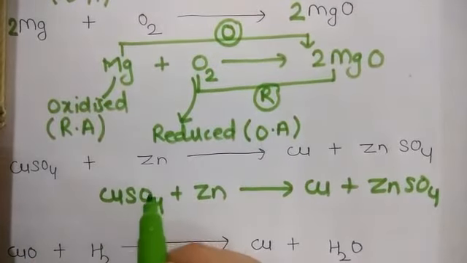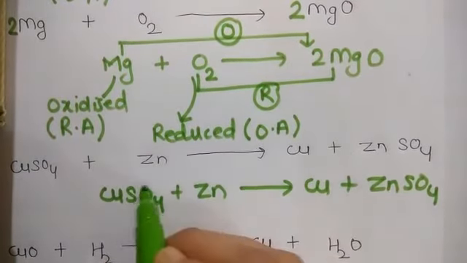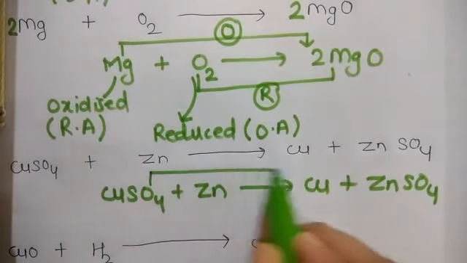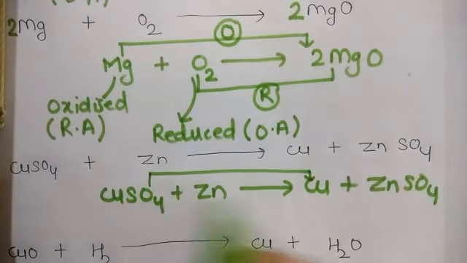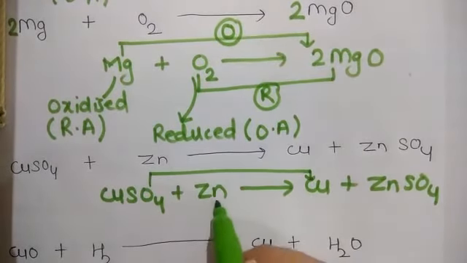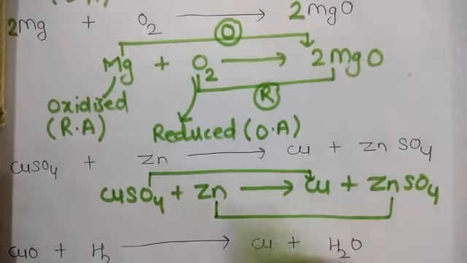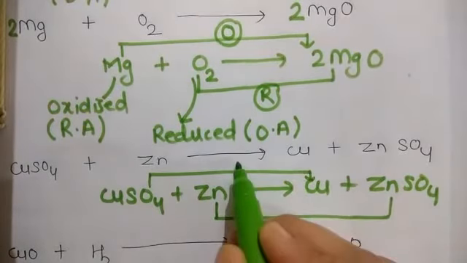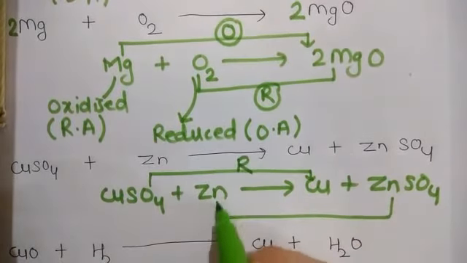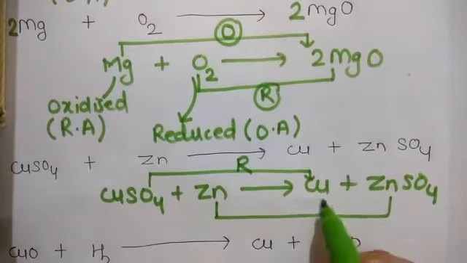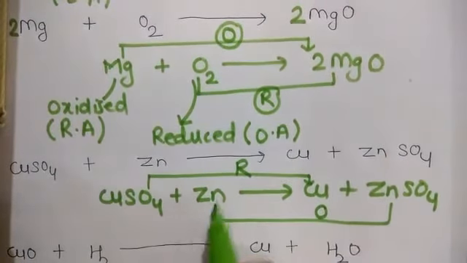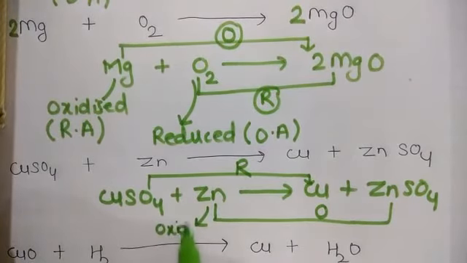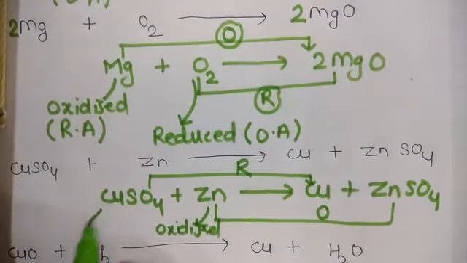Now if you compare this side with this side, what has been seen? If we compare this copper with this copper, we have seen the oxygen is not here at this side, and if you compare this side, the oxygen is gained by the zinc. So loss of oxygen means your reduction, and here zinc is gaining the oxygen, so it is your oxidation. Okay, so zinc will be oxidized and this will be reduced.